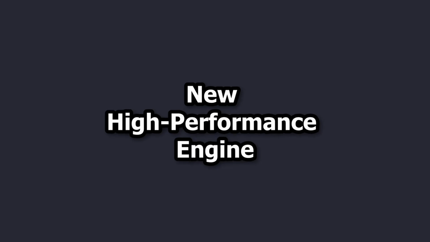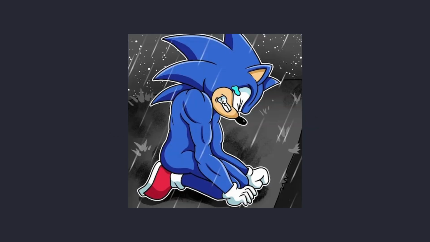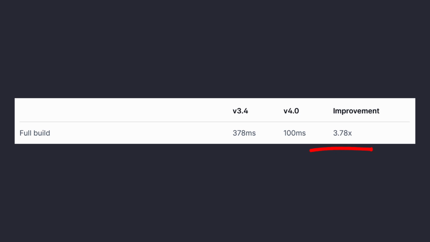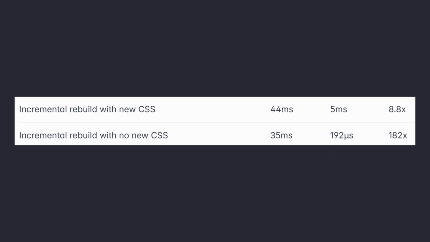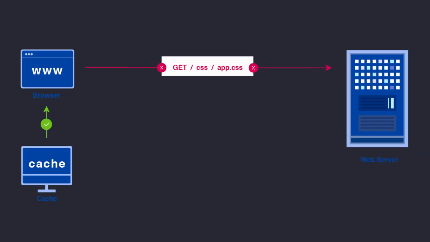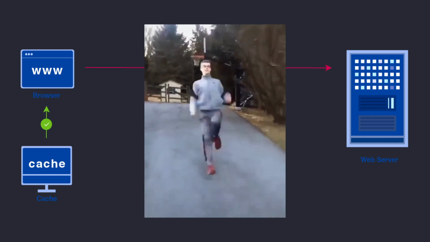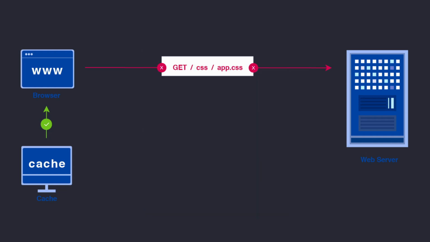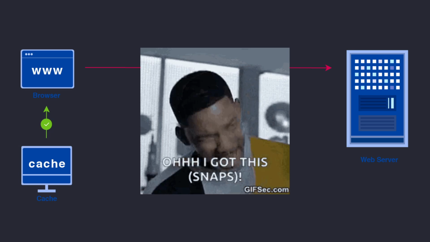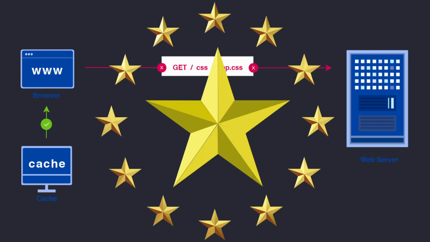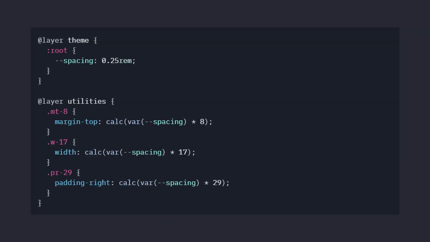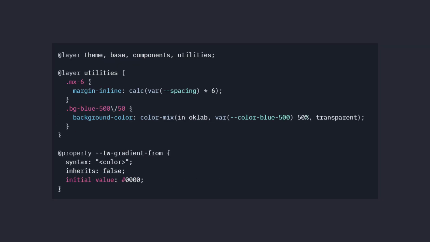Tailwind's new engine is so fast, it makes Sonic look sluggish. Full builds over 3.5 times faster. Incremental builds up to 182 times faster. Yes, that's microseconds we're talking about. Thanks to caching, the longer you work on a project, the faster it gets. So every time you reuse a class like font-bold or grid-cols-3, Tailwind says, don't worry, I've got this. Efficiency meets overachievement.